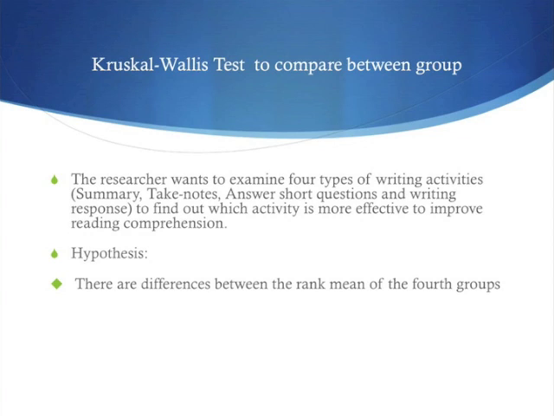The research hypothesis is there are differences between the rank mean of the four groups. So we can see we do not use the mean, we use the rank mean. So we use the non-parametric technique. This is the Kruskal-Wallis test. So we will use the rank mean for the four groups.